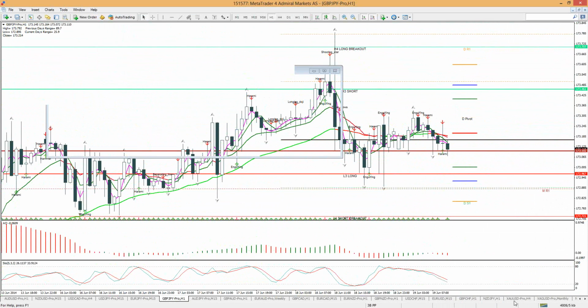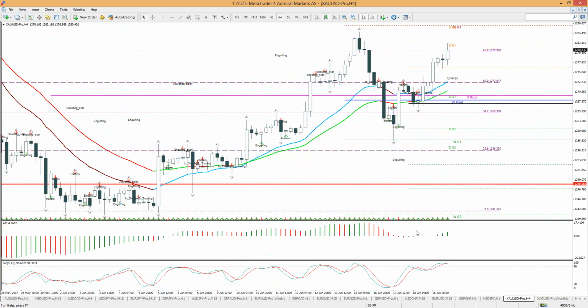So let's take a look at the gold, XAUUSD. Is it possible to wave trade on gold? Yeah, you can do counts on gold too, absolutely. There are many traders who do that, so there's no problem.